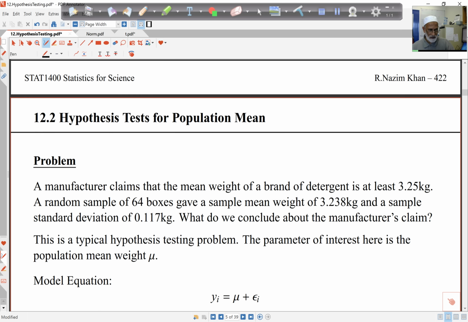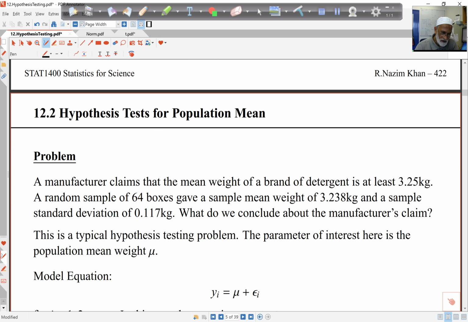So here's the example that we'll be looking at. The claim here is by the manufacturer that the mean weight of this box of detergents is at least 3.25 kilograms. And so a sample of 64 boxes gave us a mean that's slightly lower than that, 3.238, and a sample standard deviation of 0.117. So what do we conclude about the manufacturer's claim? Is the mean actually less than 3.25, or is the claim correct?